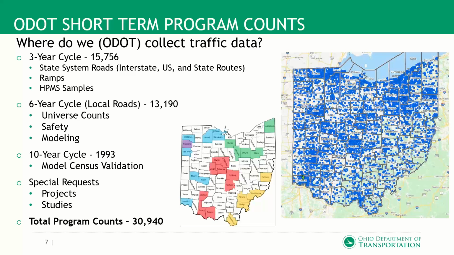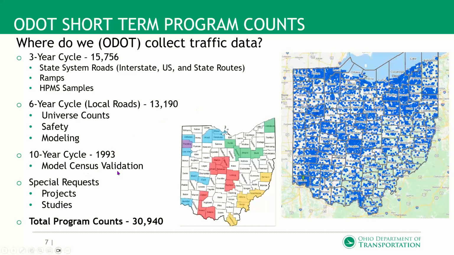Those are literally truly samples scattered across. We also collect about 13,000 local road counts. We scatter those across a 6-year cycle. So if we're in a county every 3 years, we're counting roughly half of them every 3 years. So we kind of split those up. We do some so that we've got some counts for our safety office, some for modeling, some to just provide more coverage. So we do actually have a lot of counts on local roads as well.